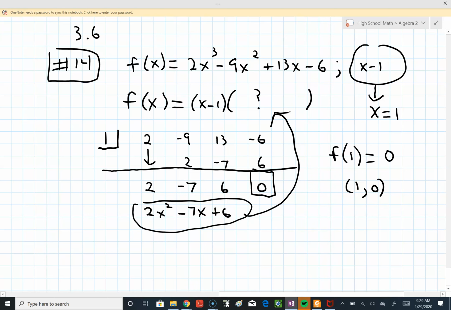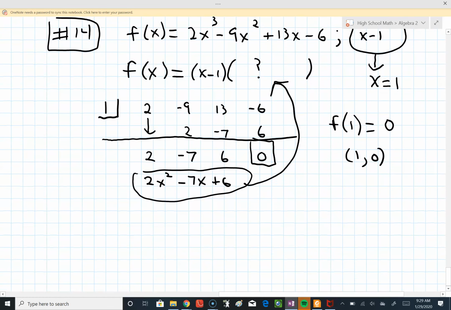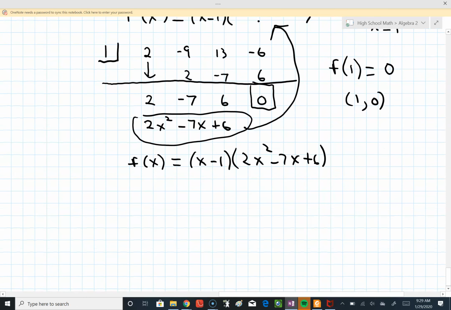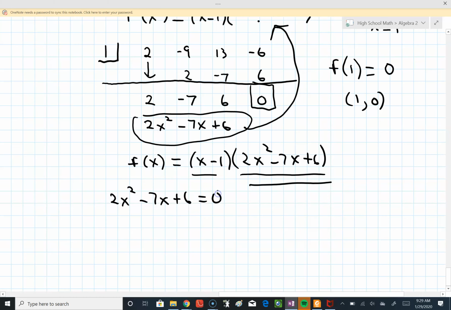Okay. So now we have this new polynomial. This new factored version, f of x is equal to x minus 1 times 2x squared minus 7x plus 6. And we could set both of these things equal to 0, but this one we've already set equal to 0. So I'm going to set this thing equal to 0. So here I go. 2x squared minus 7x plus 6 equals 0. I need to solve that equation to find the other zeros. Any suggestions?